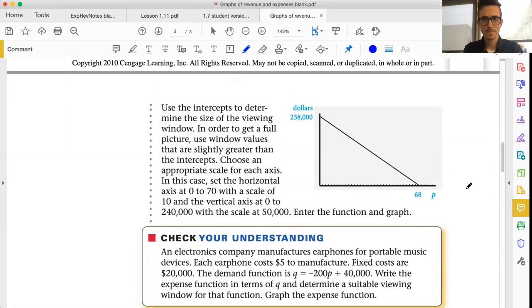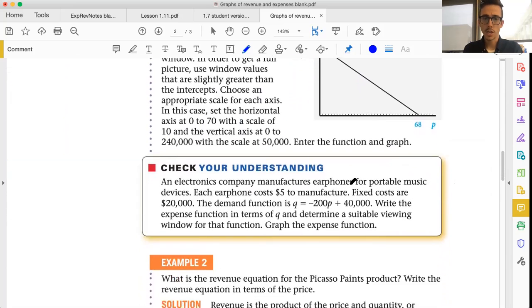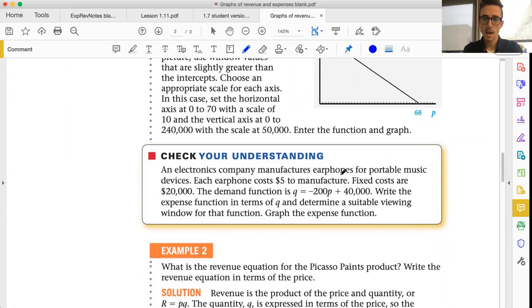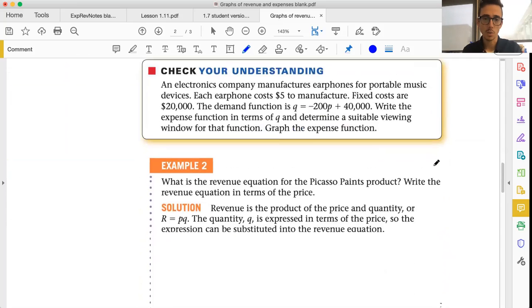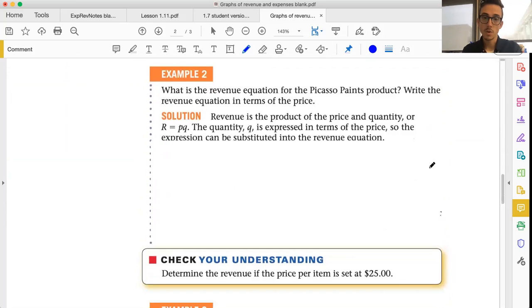Does that make sense? Okay. So if you want to check your understanding, you can try this one out. If you're watching through Edpuzzle, I'm going to have that one be an option for you to watch. So pause it, try it, and I'll have the answer there so you can check your work. What's the revenue equation for the Picasso Paints product? Write the revenue equation in terms of the price.